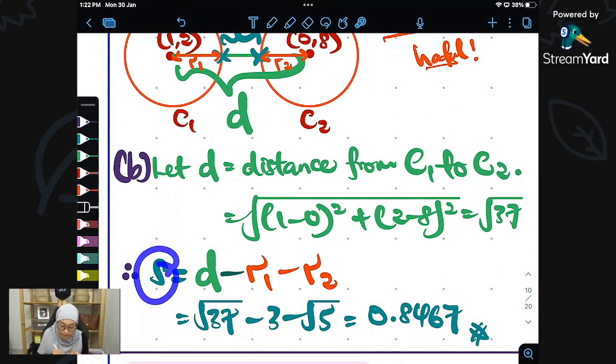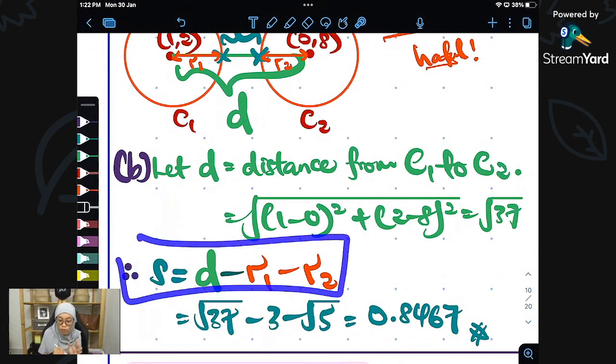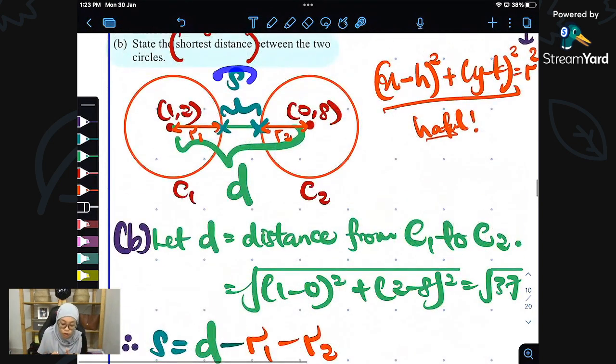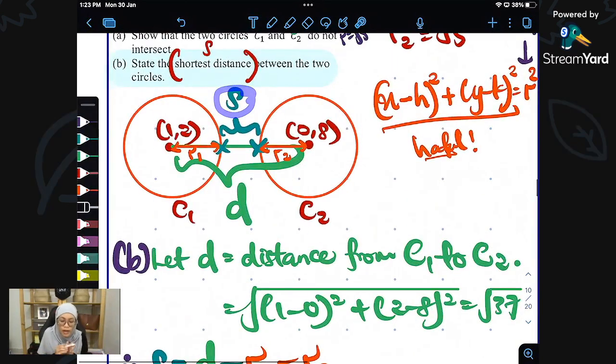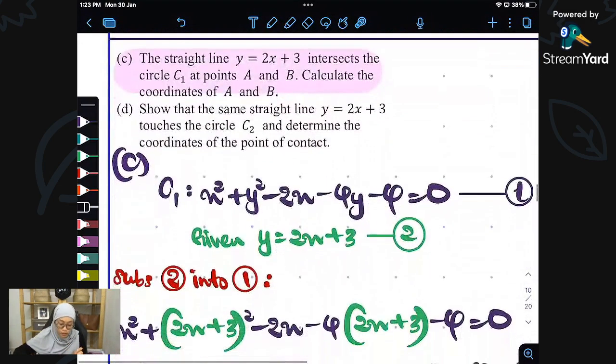The shortest distance, alright? So it's a very logical formula to find this shortest distance. So for circle chapter questions, you must really understand what the shortest distance between two circles means. You have to understand the question properly, then you know the condition and the requirement of the question. Alright, okay, let's go to the next question.